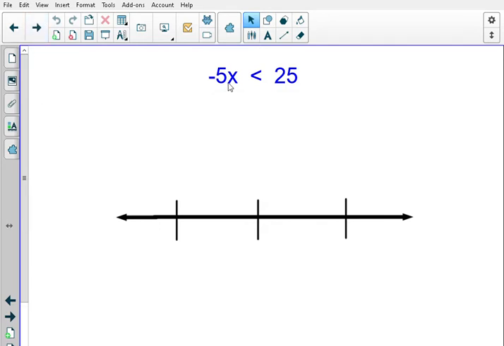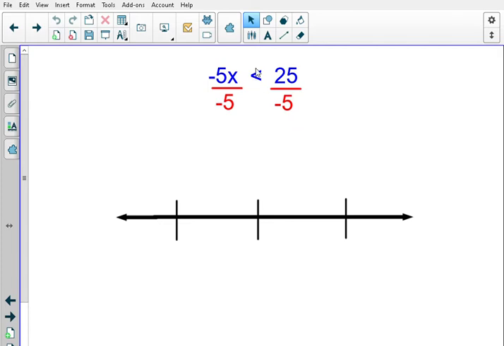One more multiplication example. This time it says negative 5x is less than 25. Since we're multiplying x by negative 5, the inverse would be to divide by negative 5. Now remember, this is when we're going to switch the sign because our inverse operation is divide by a negative. So negative 5 divided by negative 5 cancels out. We're left with x. Over here we have 25 divided by negative 5, which is negative 5.